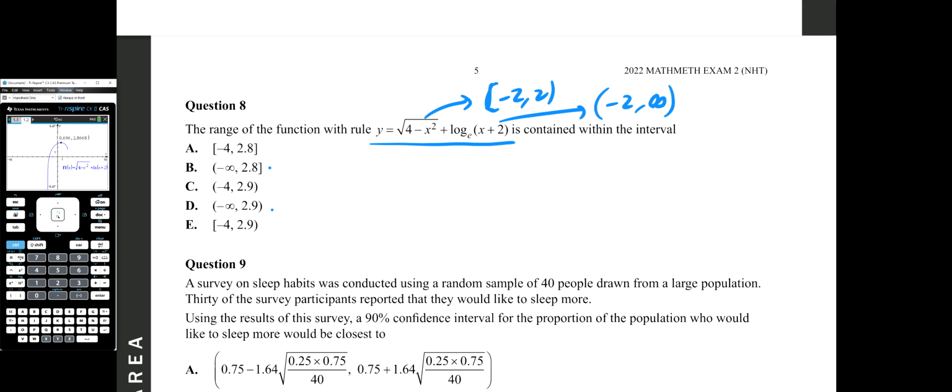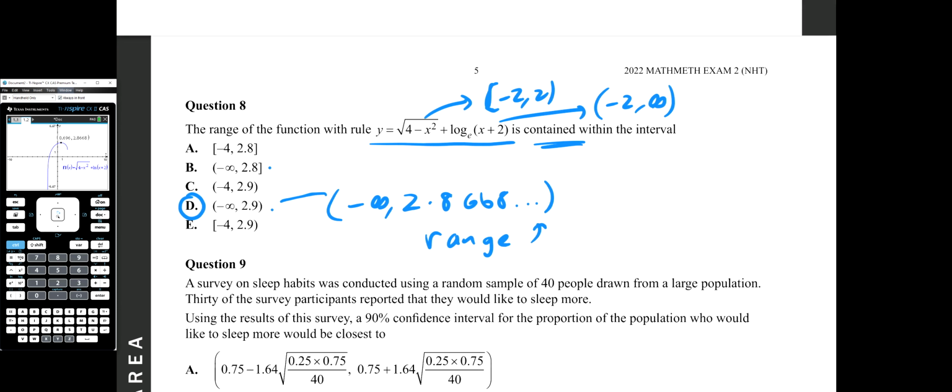So the question is asking for an interval that contains the range rather than is the range. So in option D, that entire interval contains negative infinity to 2.866, etc. So negative infinity, comma, 2.8668 dot dot dot, and that right there is the range of the function. So that is certainly contained within that. So the option D is correct.